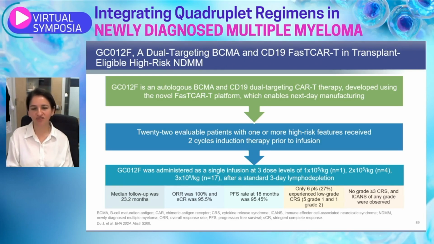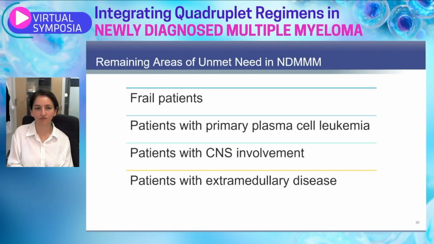So this data was presented at ASH. There were 22 evaluable patients, and the median follow-up was a little short of 2 years. The overall response rate here was 100%, with the progression-free survival at 18 months of 95%. So really remarkable results. We need to reconfirm this in larger, multicenter studies going forward.